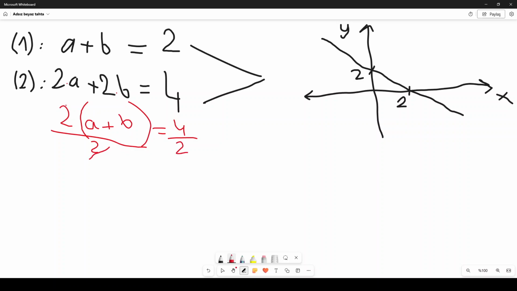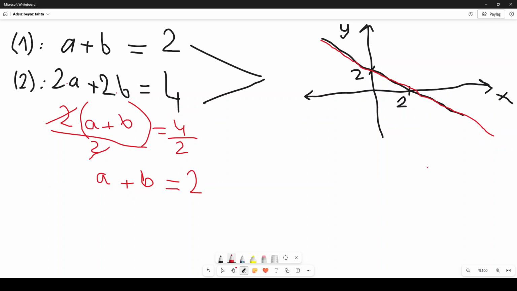We get the first equation, right? a plus b is equal to 2. You see? I use a different color. What this case says is that these lines overlap. Yes, these lines overlap. They're the same line.